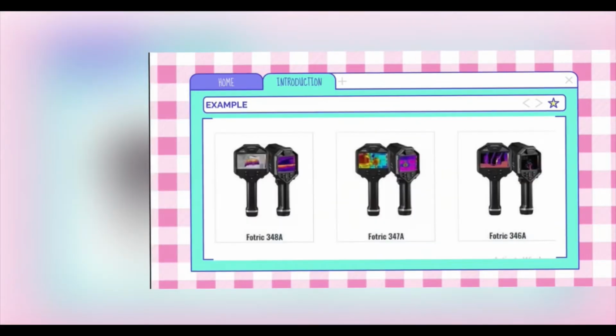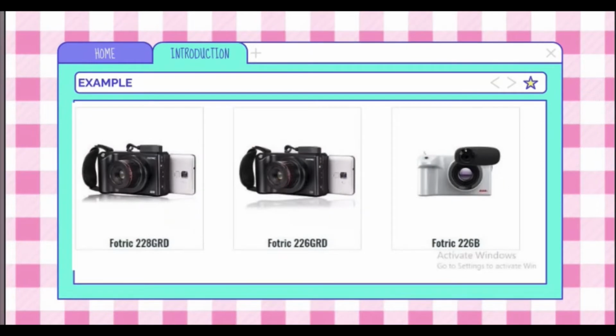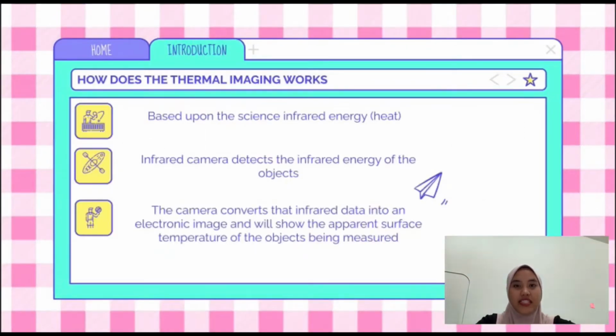This is another example of thermal imaging devices that we use to measure the temperature. Okay, so I will continue with how thermal imaging works.